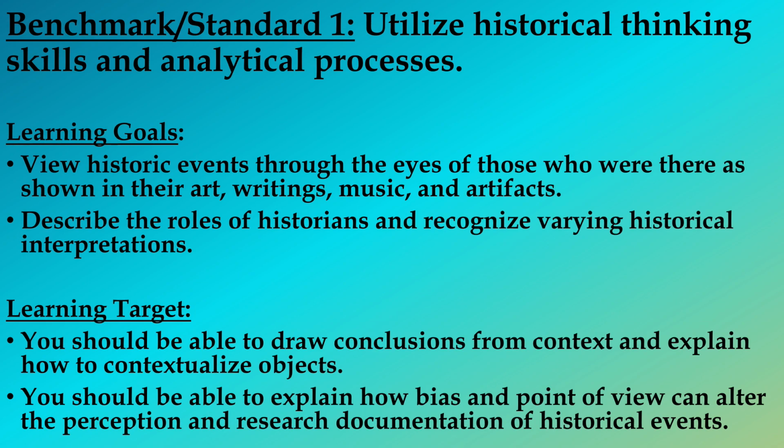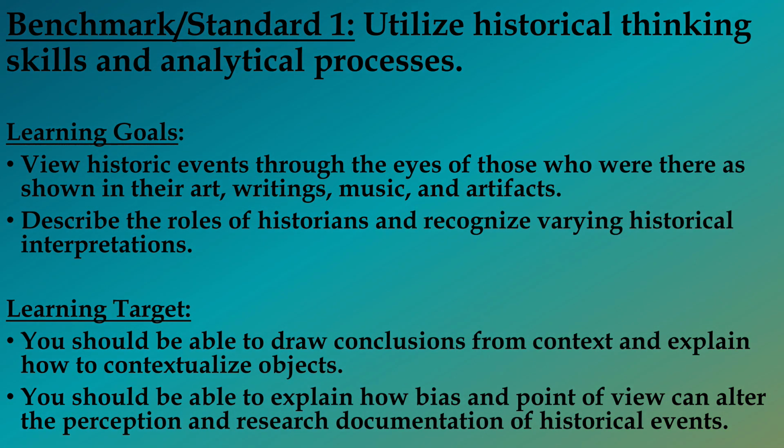Now, our next learning target is you should be able to explain how bias and point of view can alter the perception and research documentation of historical events. Now, this is a big one, and it goes right into that drawing conclusions about different types of objects and research strategies. Let's go ahead and get into our lesson about learning how history is studied by historians and how to write a historical research paper.